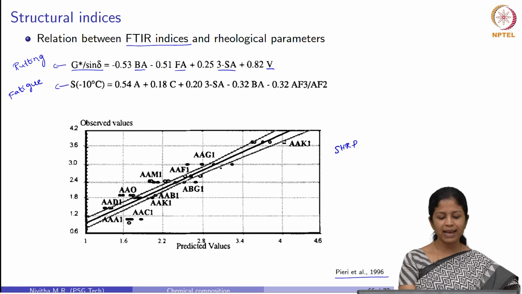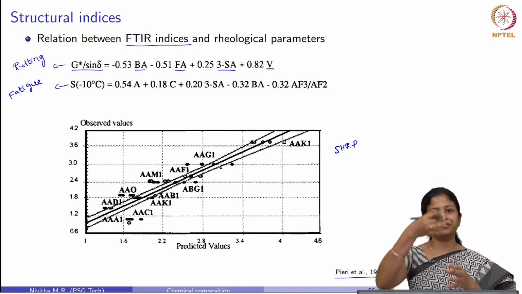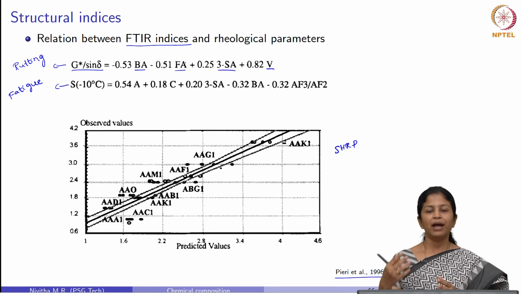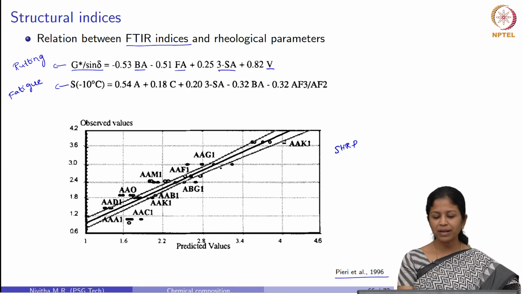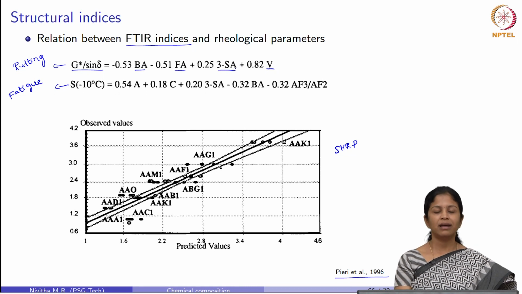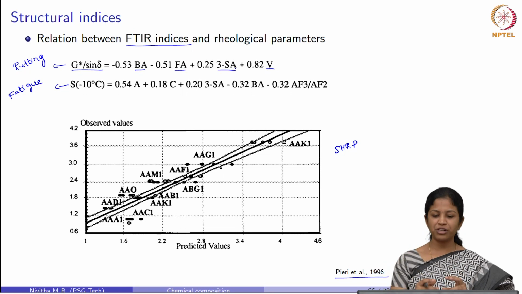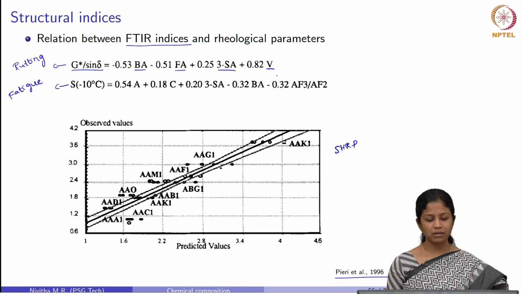So, what is this BA? It is the branching index. So, it says how much of the aliphatics which are present in bitumen are in branched form. Similarly, this FA is the factor of aliphaticity, which says how much of the composition in bitumen is present in aliphatic form. Similarly, 3 substituted aromatics, that is the aromatic structure with the number of substitutions that are present. This we say is the vanadium content that is present in bitumen.